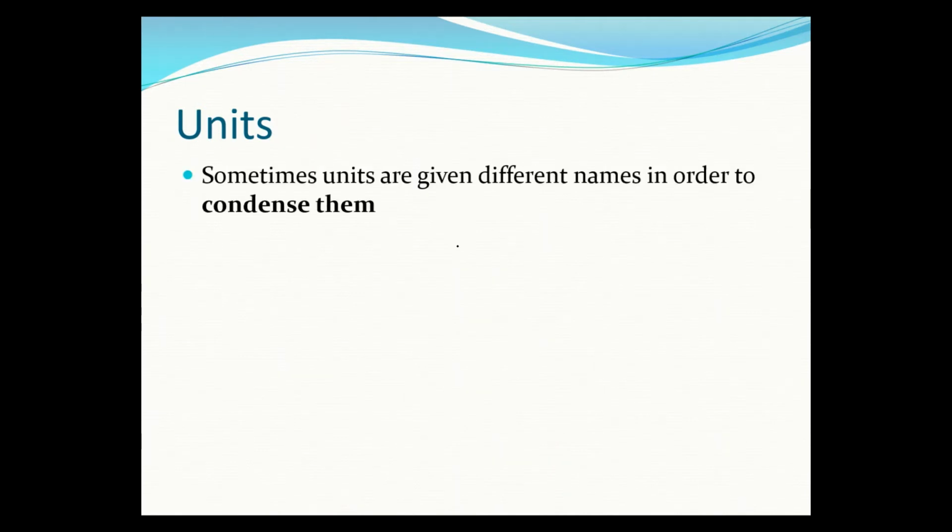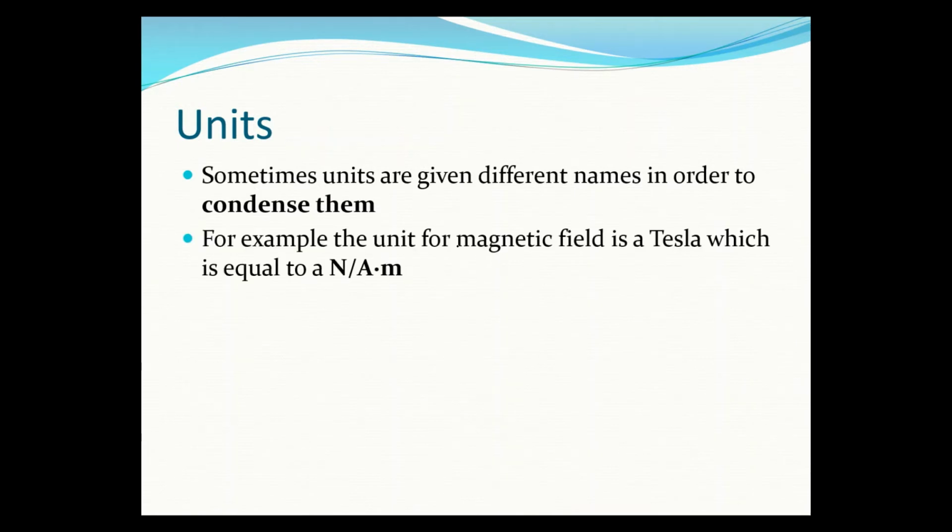Okay, so this is one of the new skills that we're going to add on in this unit. We're going to talk about units. We haven't really talked about them. We've just had newtons, meters per second, kilograms, all of that, but we haven't talked about why they are. So sometimes units are given different names in order to condense them, right? So I'm going to give an example. Magnetic field is Tesla. We don't need to know that. I'm just giving an example. But a Tesla is equal to a Newton divided by amp meter, right?